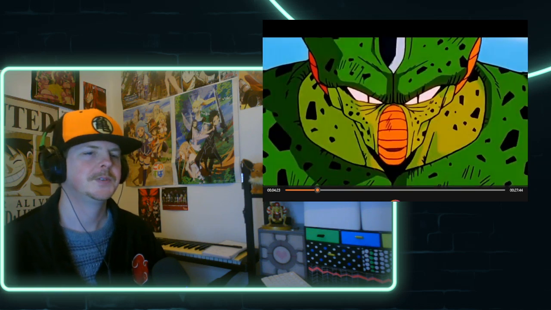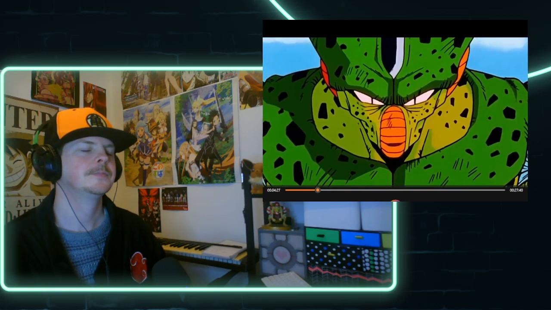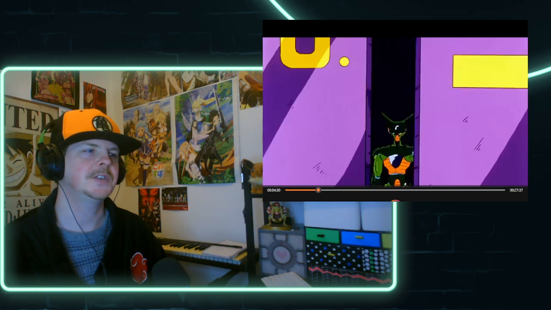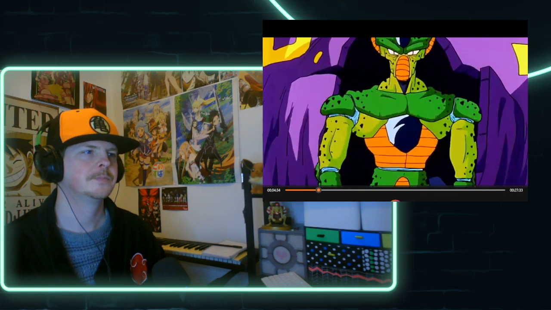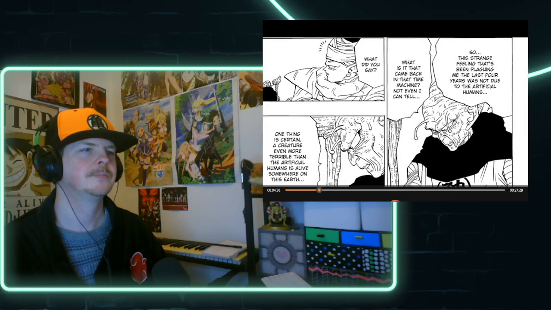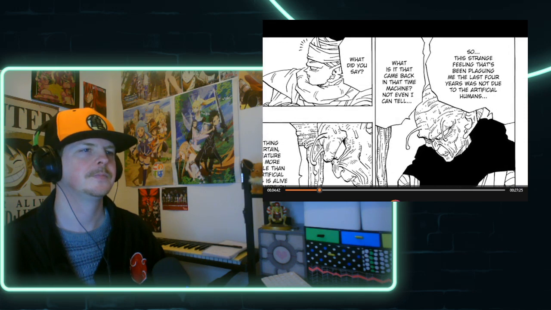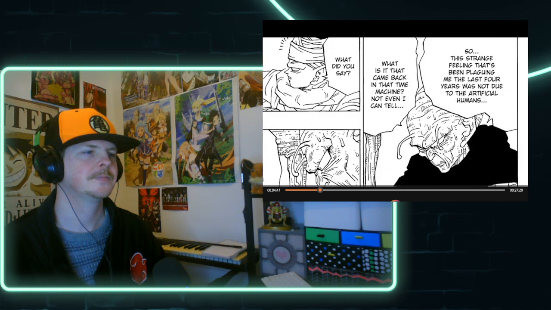Alright, cool. First form Cell, commonly referred to as imperfect Cell, is a combination of a snake and a scorpion bug creature. Snake and a scorpion, I can see that. He has a very unique, almost sci-fi alien type of look to him when compared to other villains, and he was first teased during a conversation between Piccolo and Kami, where Kami reveals that he felt a very dark and sinister force on planet Earth.